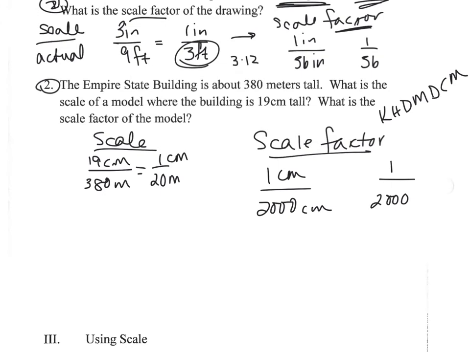So here is your scale. Your scale for this one is 1 centimeter is 200 meters. Your scale factor is 1 to 2,000. Please remember when you are going from meters to centimeters, it's 2 jumps to the right. So move that decimal 2 spots to the right. That's how I got the 2,000.